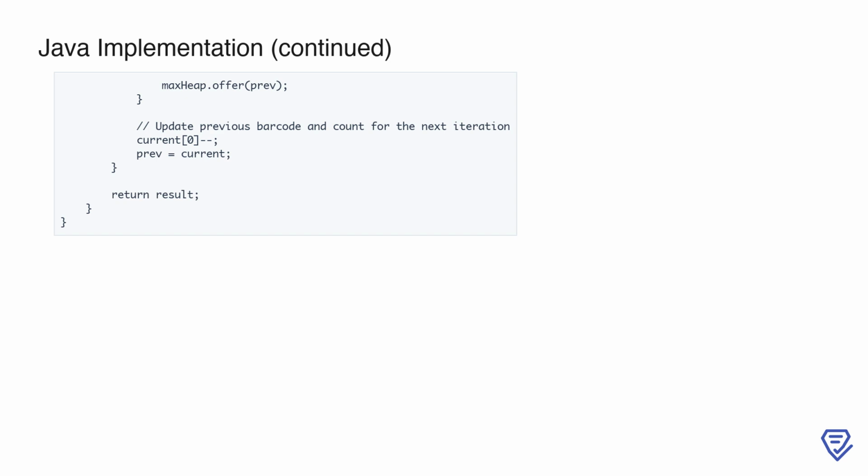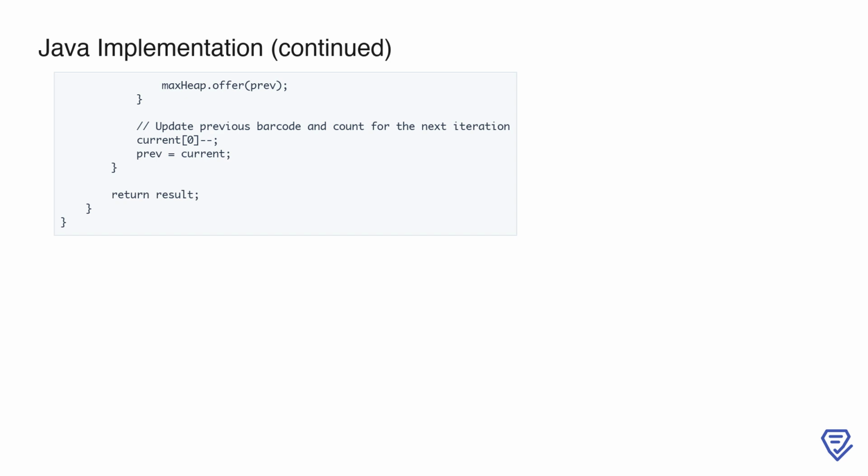We start by pulling the most frequent barcode from the heap and placing it in the next available position in the result array. If the previously used barcode still has a remaining frequency greater than 0, we push it back into the heap to be used in subsequent iterations.